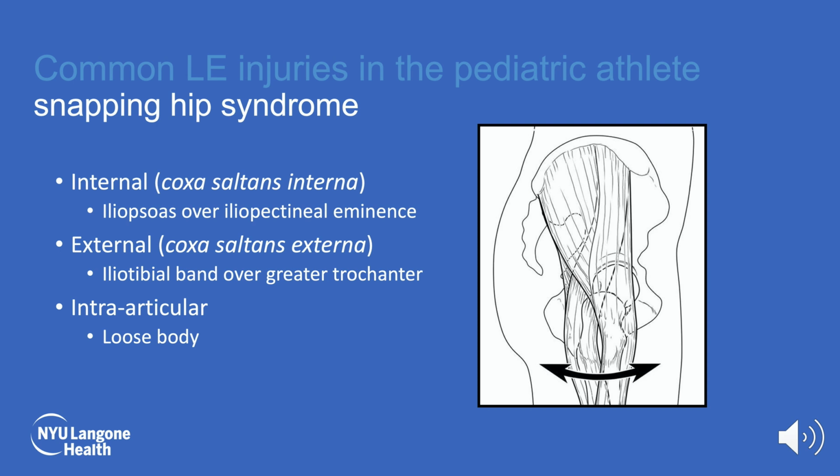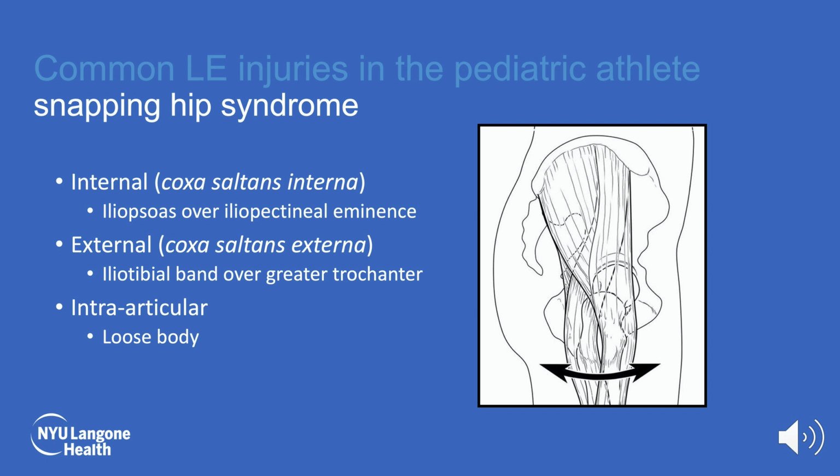Okay. So snapping hip syndrome, there's 3 primary kinds to know about. One is internal, coxa saltans interna. This is resulting from the iliopsoas and typically snapping over the iliopectineal eminence. External, which is what is depicted here, coxa saltans externa, is the iliotibial band snapping over the greater trochanter. Kids can do this for you in the office. They can oftentimes recreate it. It can look very violent, and it's typically some form of active hip flexion and external rotation followed by extension and adduction.